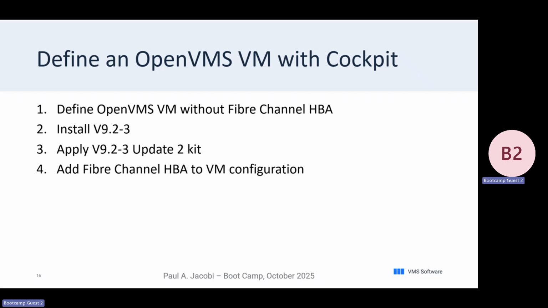You then apply the update toolkit. And then finally, after that's all done, you can go back to your VM description, power it off, and finally add the fiber channel HBA to your VM description, and then reboot, and then you should be able to come up and see devices.